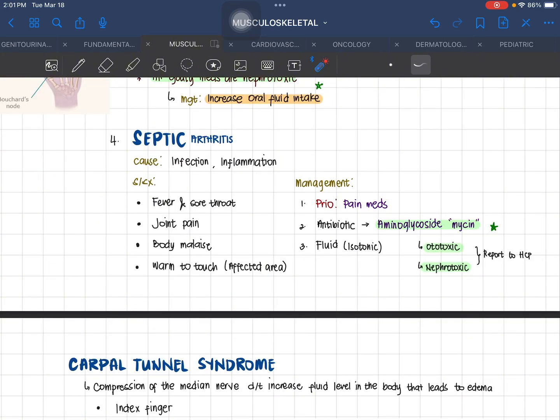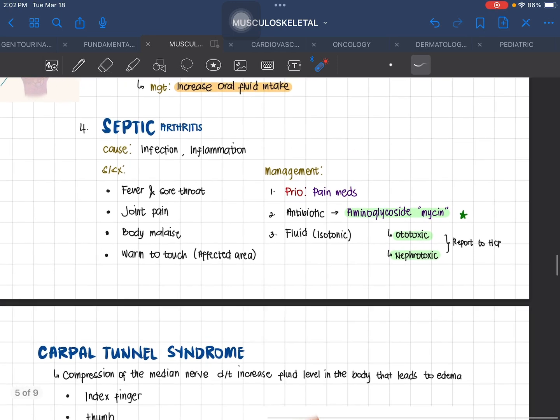Okay, last type of arthritis is septic arthritis. Ang cause ng septic arthritis ay inflammation and infection. So, signs and symptoms ng septic arthritis, automatic na yon. Fever and sore throat kasi nga may infection. Also, joint pain. Parang di naman nawawala si joint pain sa arthritis. And also, body malaise. Dahil nga may fever ka, so, makaka-experience ka talaga ng body malaise. And also, warm to touch yung affected area.